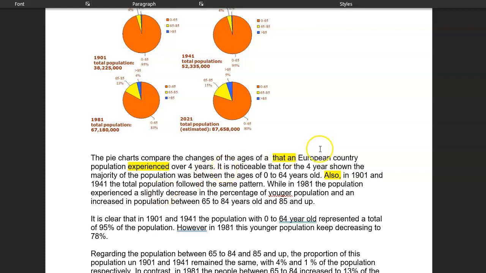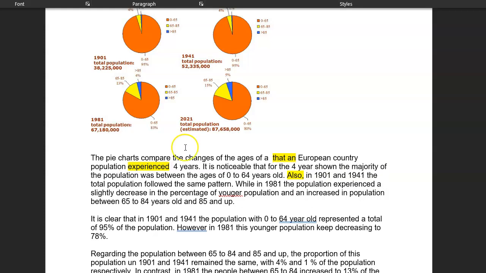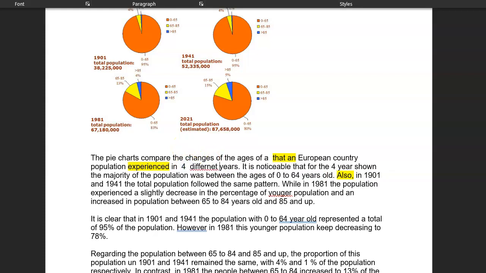Okay, it's noticeable that for the... well, it's not careful. It's not over 4 years. It's 4 different years. Over 4 years would be 2001, 2, 3, 4. So you'd have to say in 4 different years, just to be really specific here. It's noticeable that for the 4 years shown, the majority of the population was between ages of, yep, good.